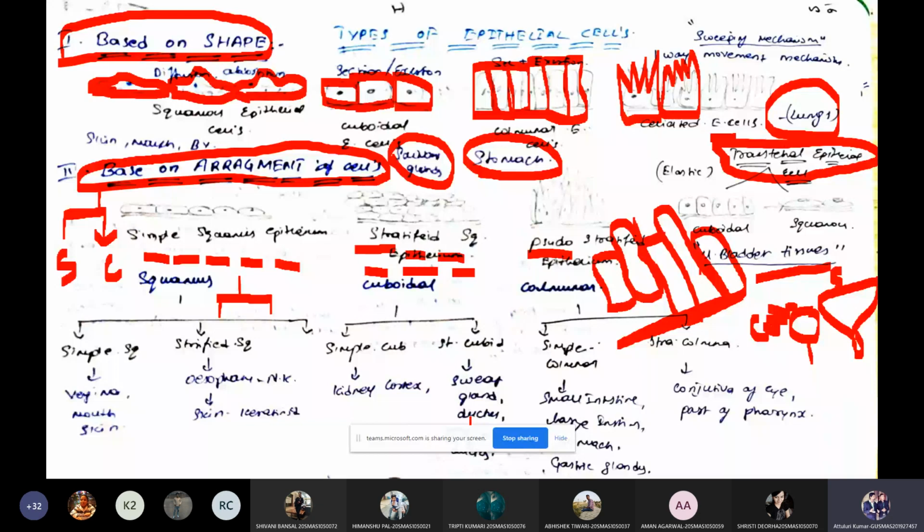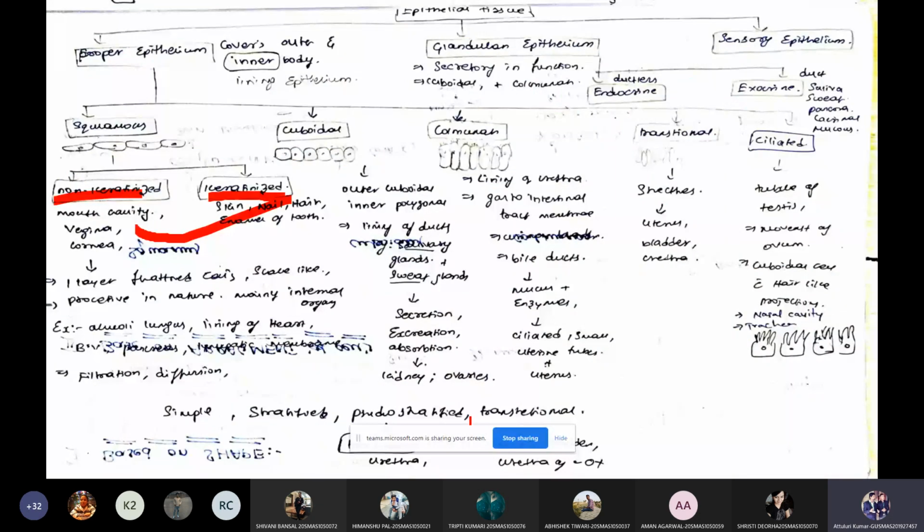Okay. And as I stated, you have the non-keratinized and keratinized also. So this is the complete spectrum of epithelial tissue in detail. If you still have any problems, you can approach me personally. I will teach you again and again. Even tomorrow we can have a short revision of this lecture and move on to the next topic, which is the muscle tissue.